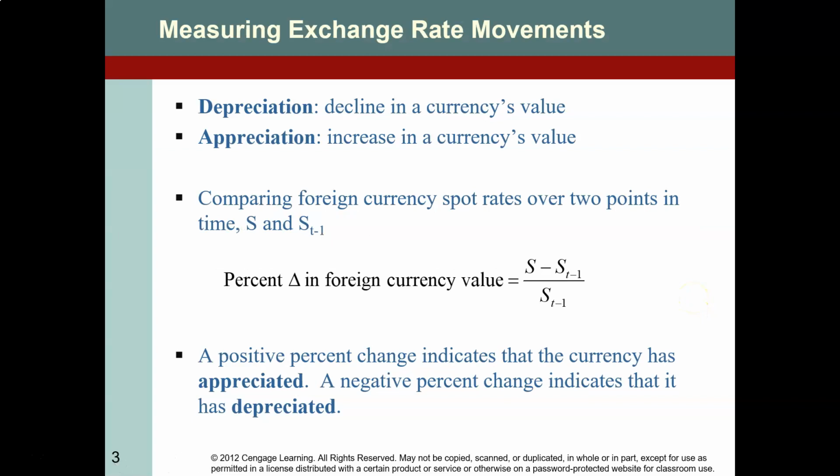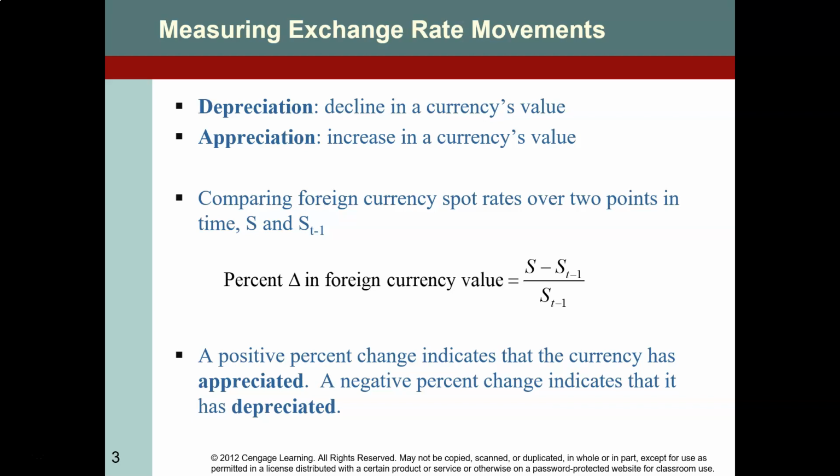Okay, so let's first look at how we can measure exchange rate movement. So there are two directions of the move. It could be depreciation or appreciation. Depreciation means there's a decline in currency's value. Appreciation means there's an increase in the currency's value.